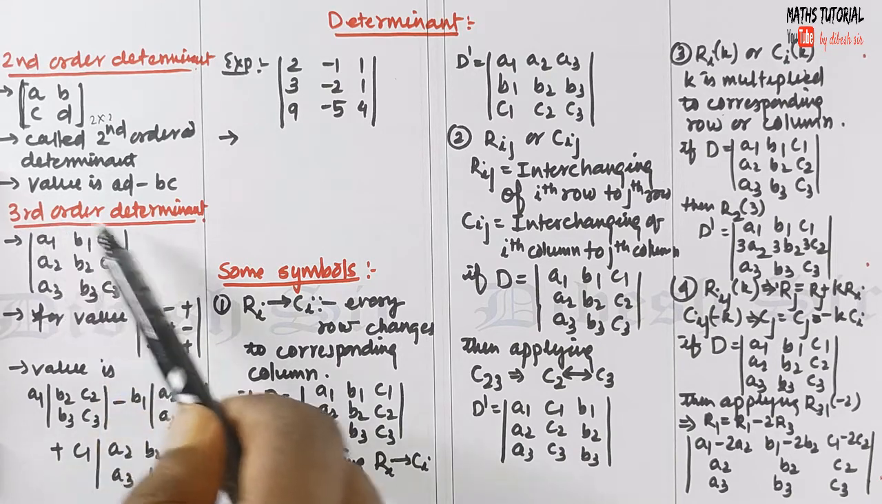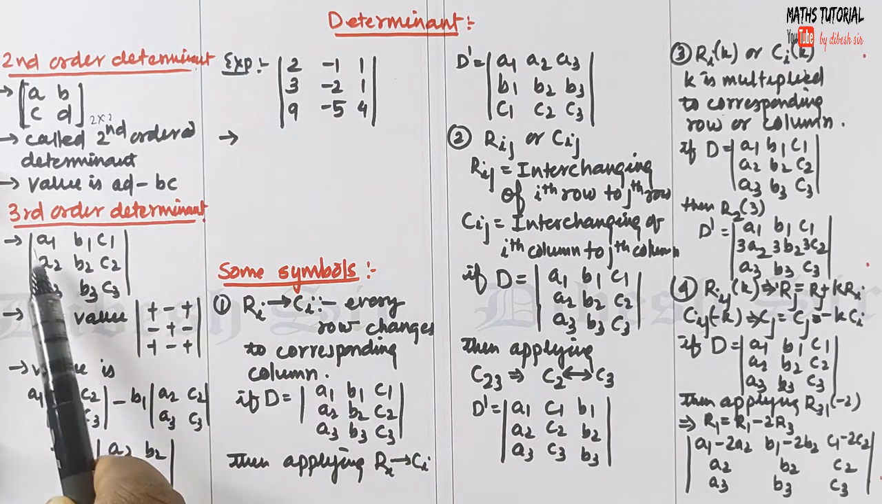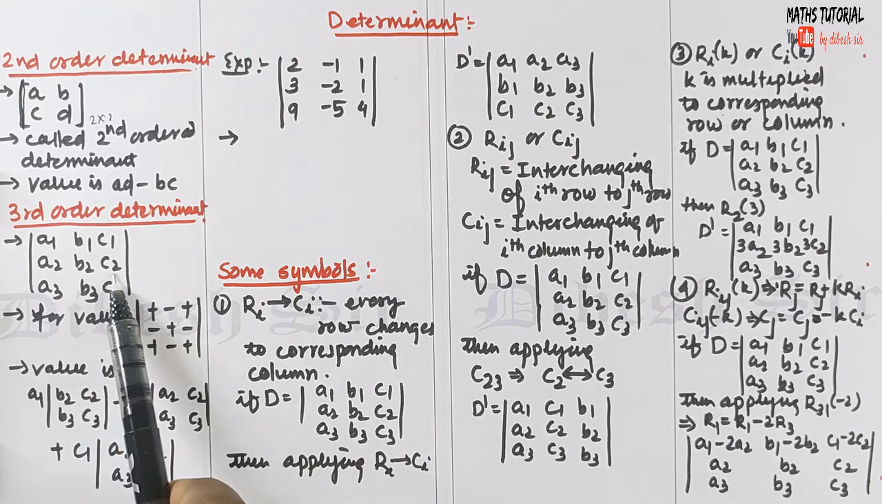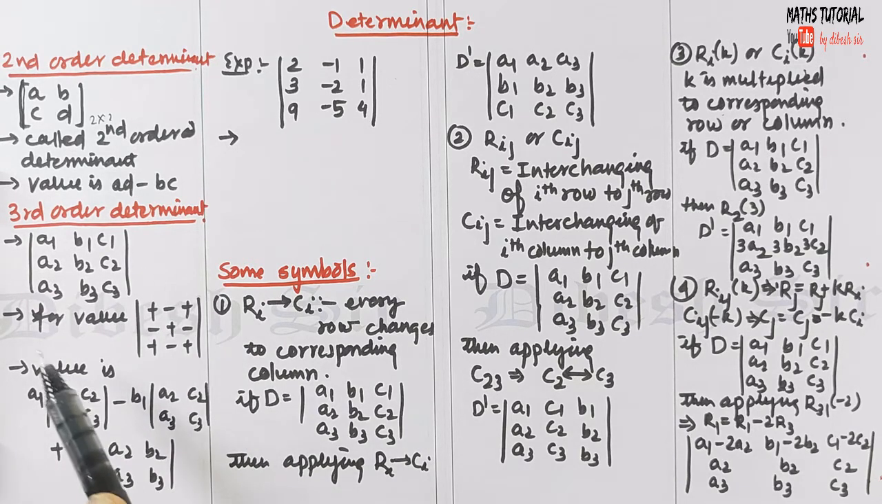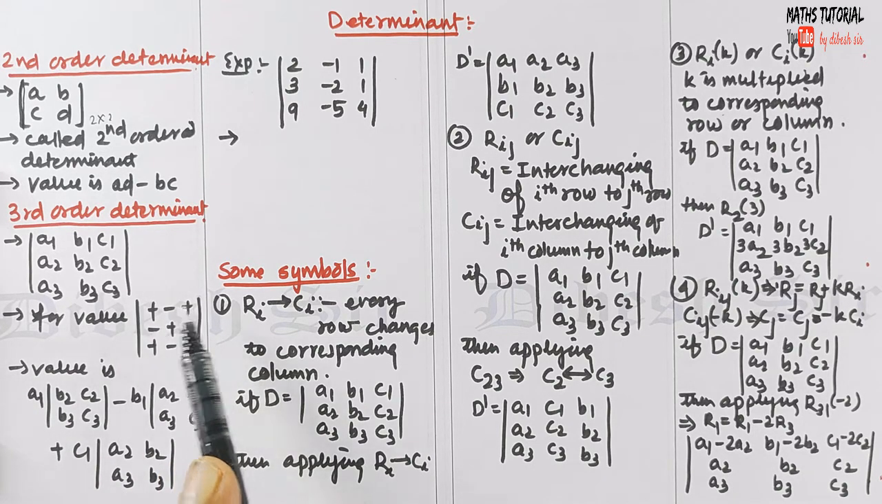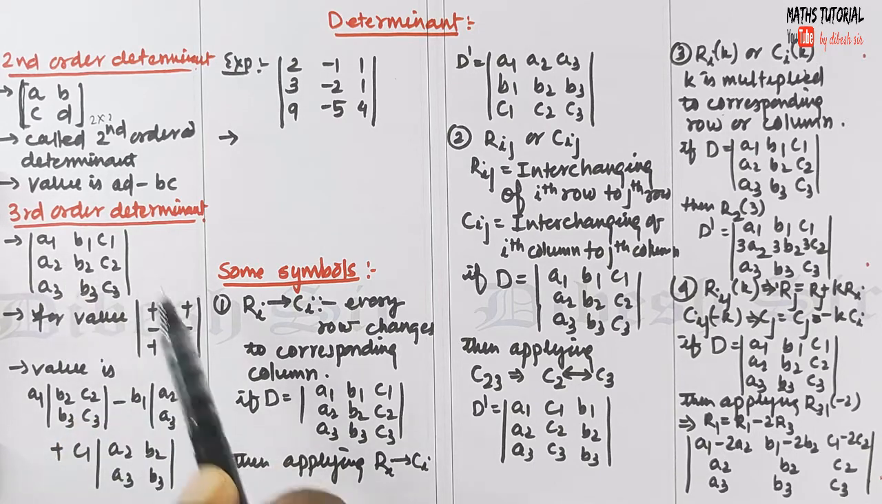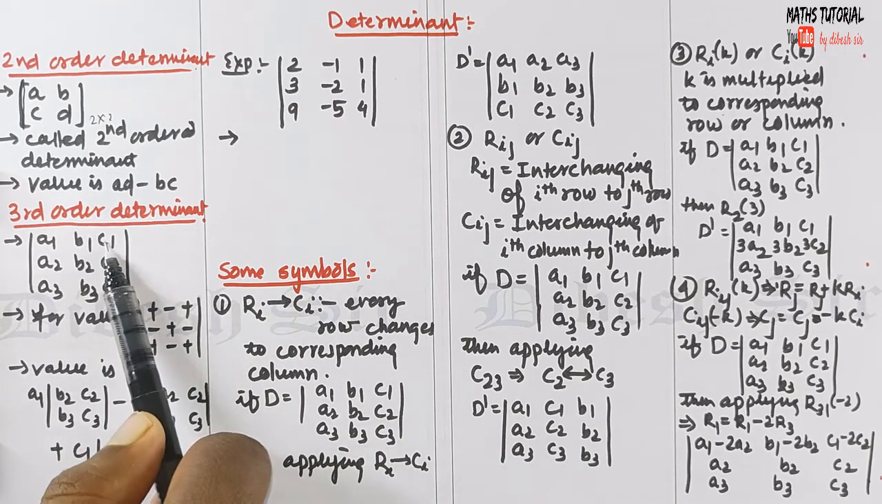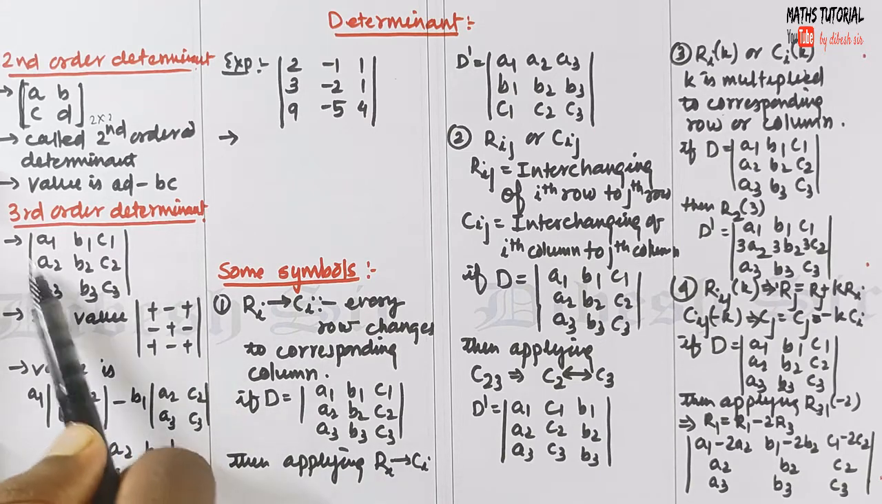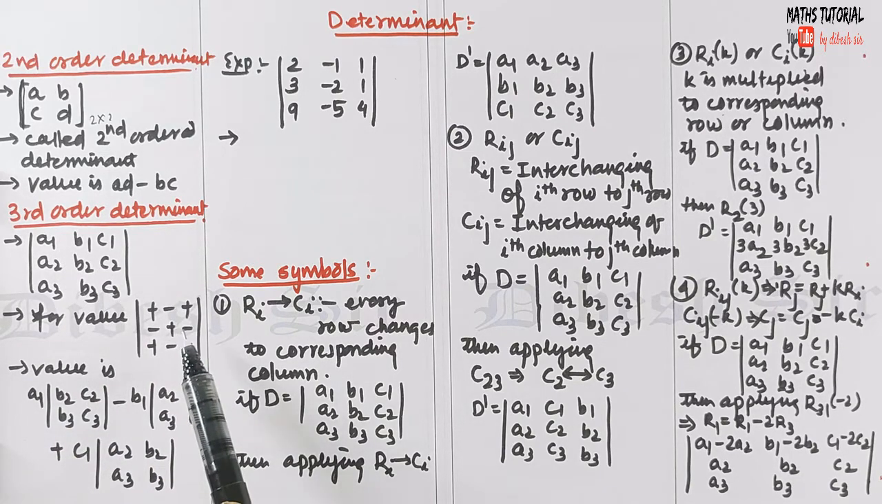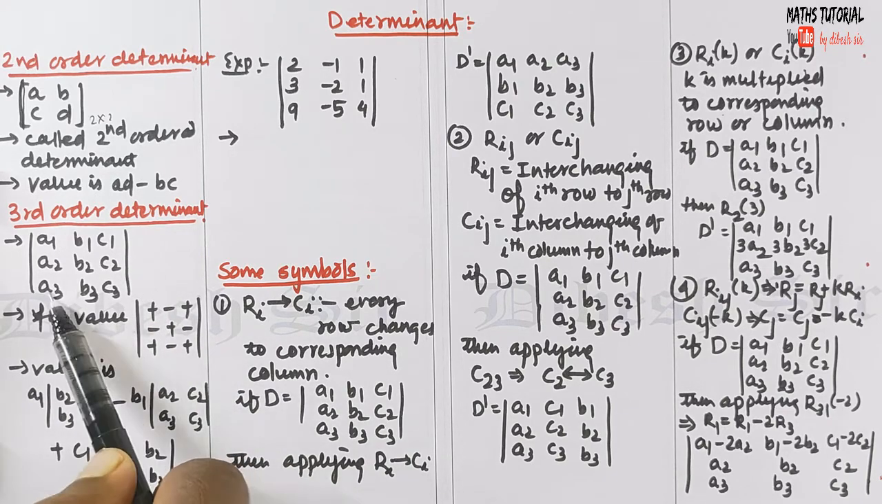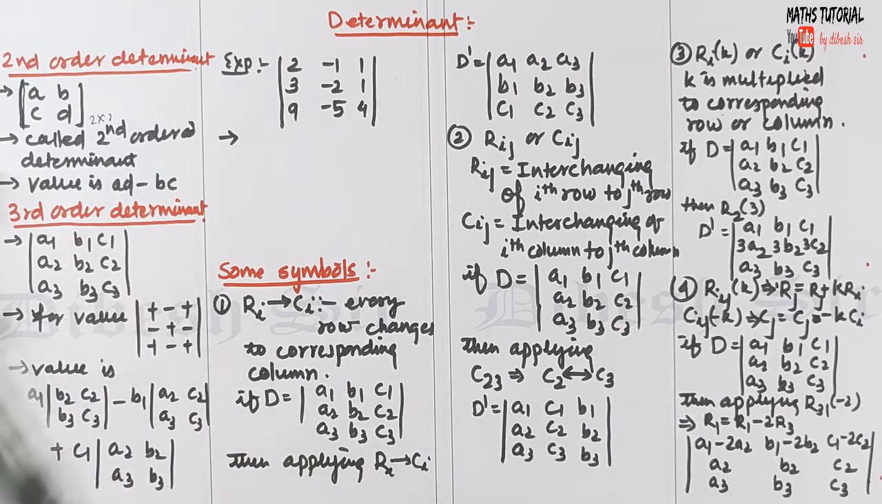Next, third order determinant can be written as A1 B1 C1, A2 B2 C2, A3 B3 C3. For value, remember this sign strategy, that is plus minus plus, minus plus minus, plus minus plus. So value is, it means you have to write plus A1 minus B1 plus C1. Remember this, minus A2 plus B2 minus C2, plus A3 minus B3 plus C3, like this.